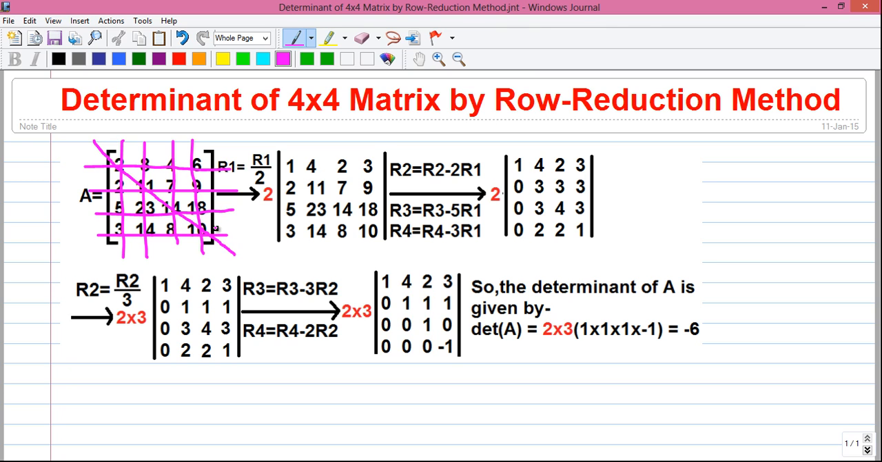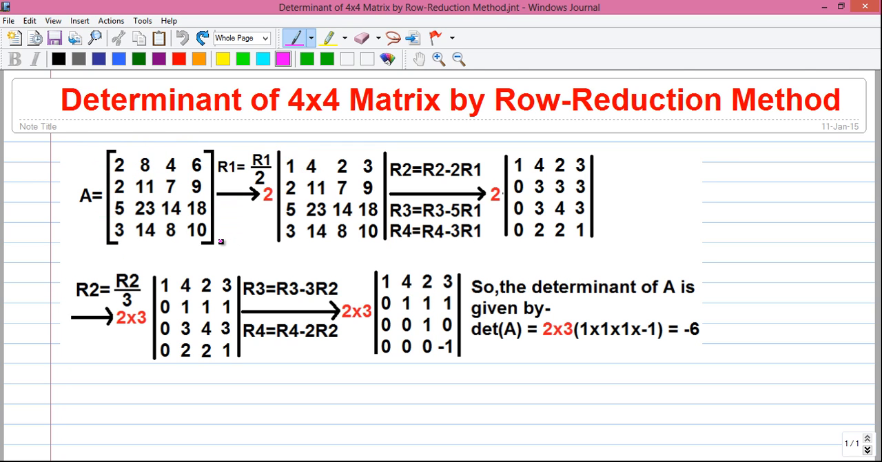There are two diagonals in a matrix. One is the left diagonal, another is the right diagonal. But generally, we consider the left diagonal, which is the principal diagonal. And all the numbers on the principal diagonal are called the principal diagonal elements. So here 1, 11, 14 and 10 are called the principal diagonal elements.